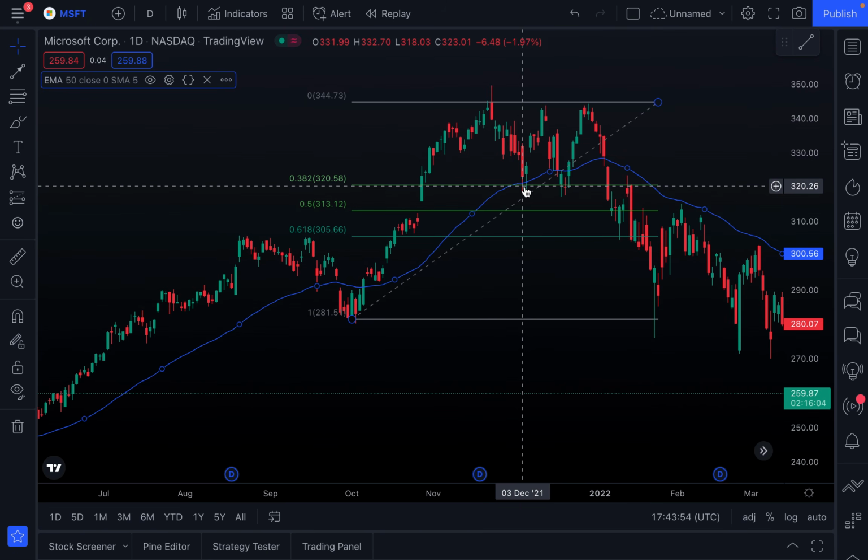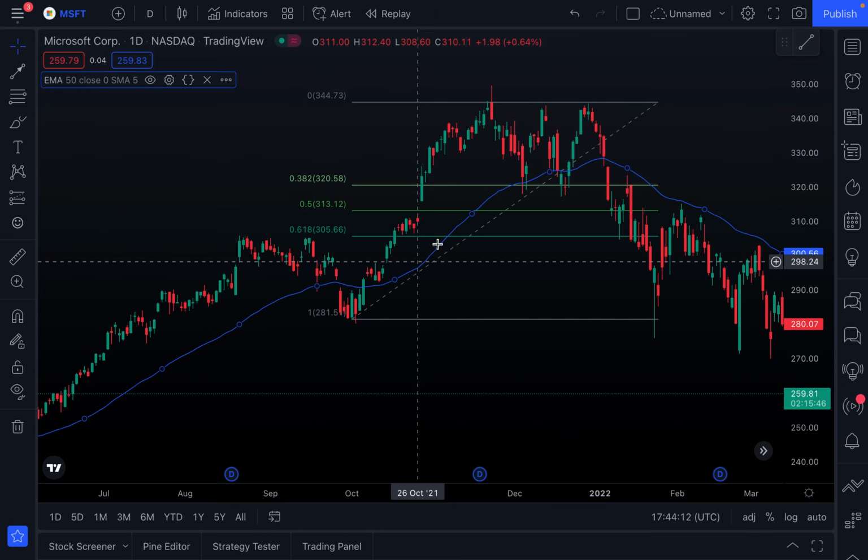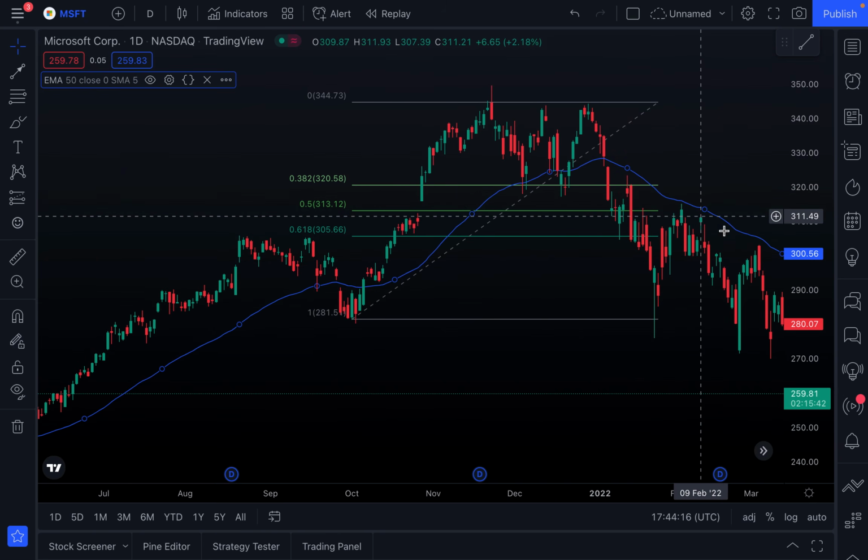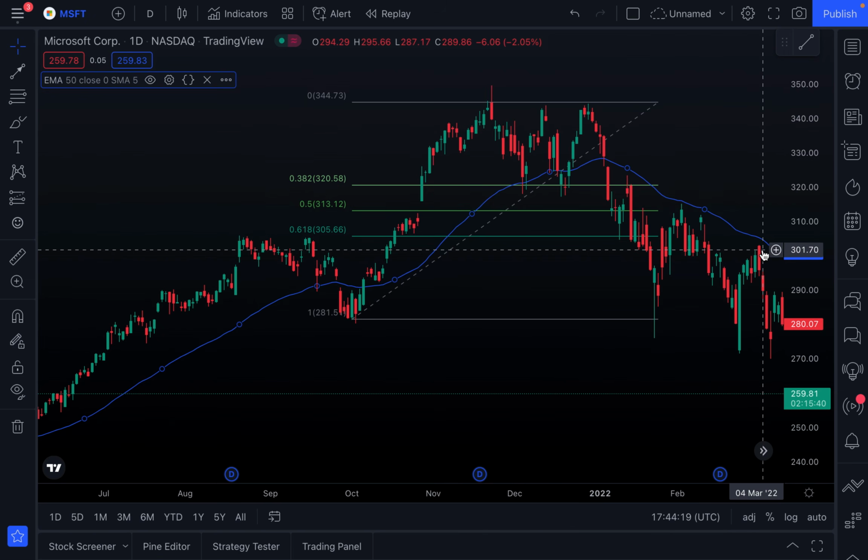Now, here's the second reason why this 50 EMA line is very important and it can help us out a lot here. Remember, EMA lines a lot of the time serve as support and resistance for the stock. And so since we plotted this EMA line, we knew that when the price got close to it, it was probably going to serve as an area of support or resistance.